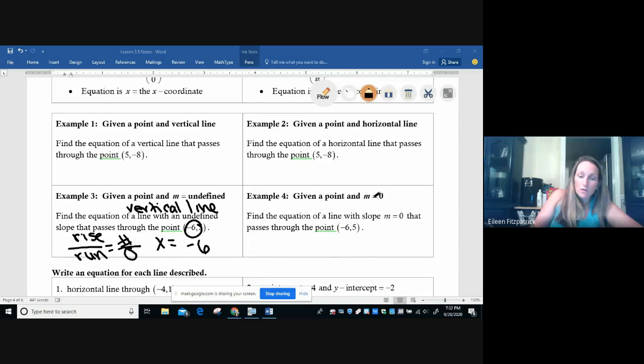So now for this one, if it's a slope of 0, well, now I know it's a horizontal line. And a horizontal line has an equation of y equals the y coordinate that it goes through. So y equals 5.